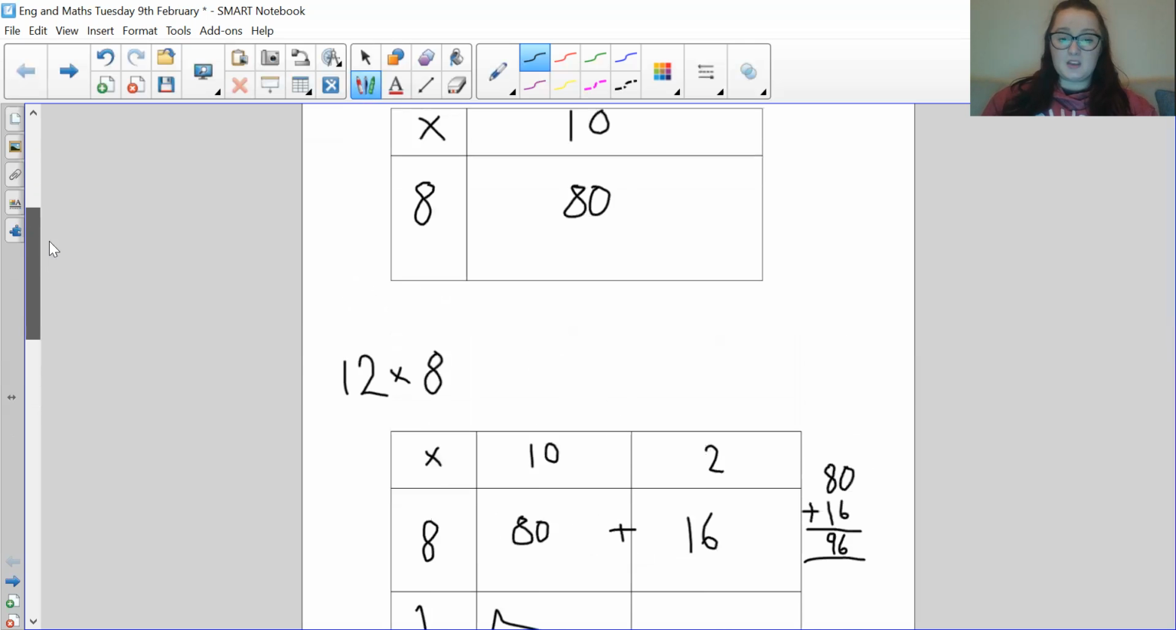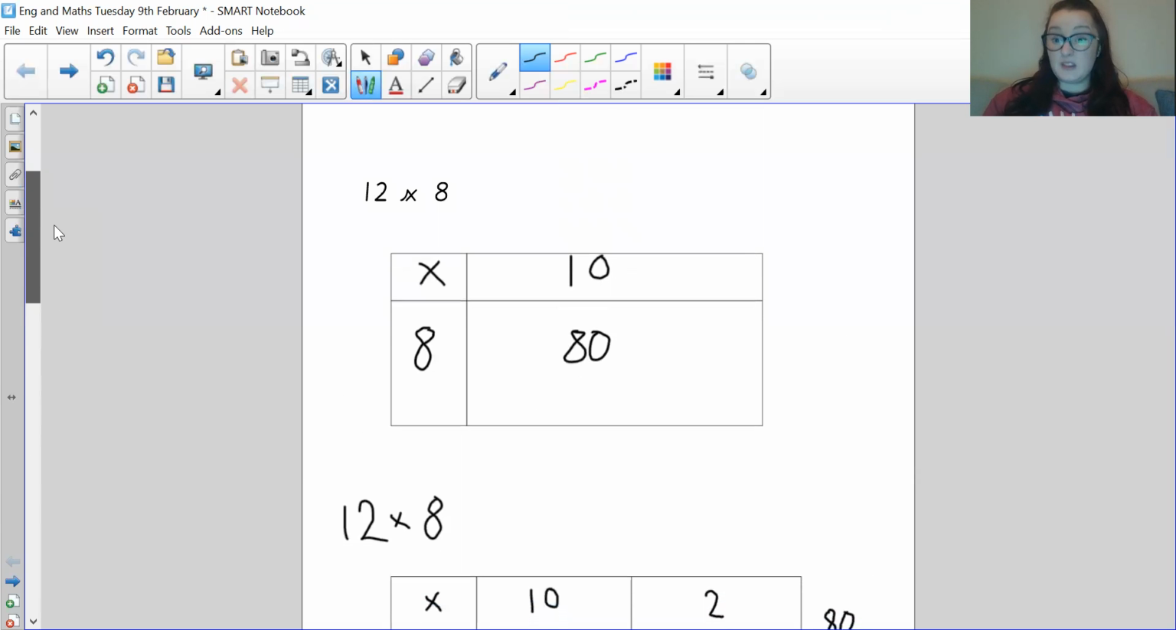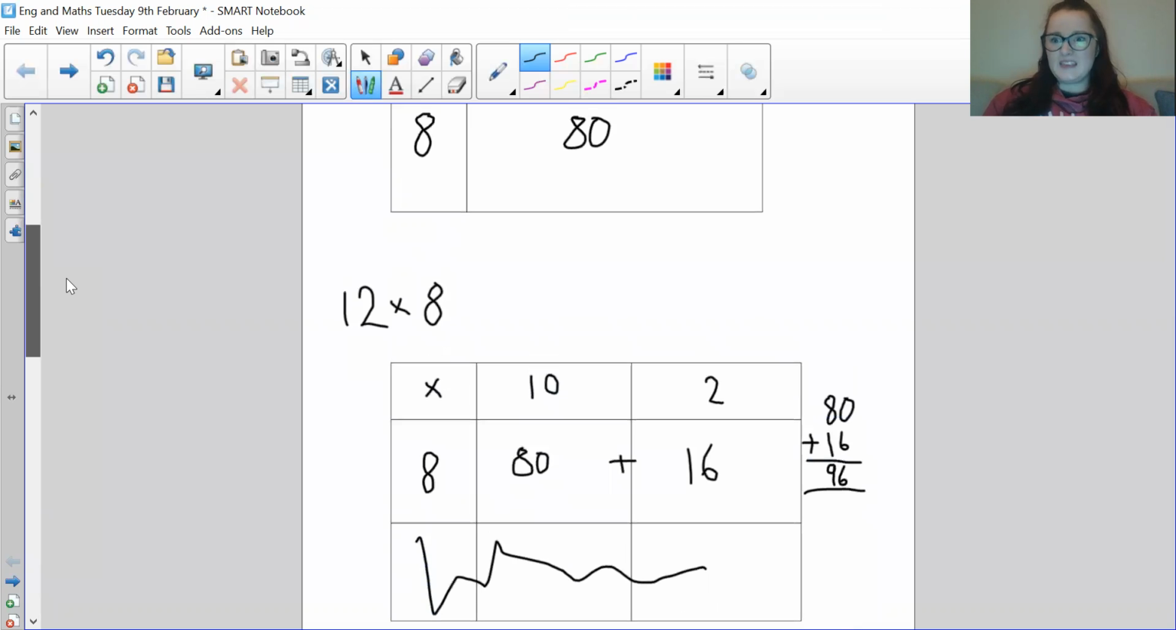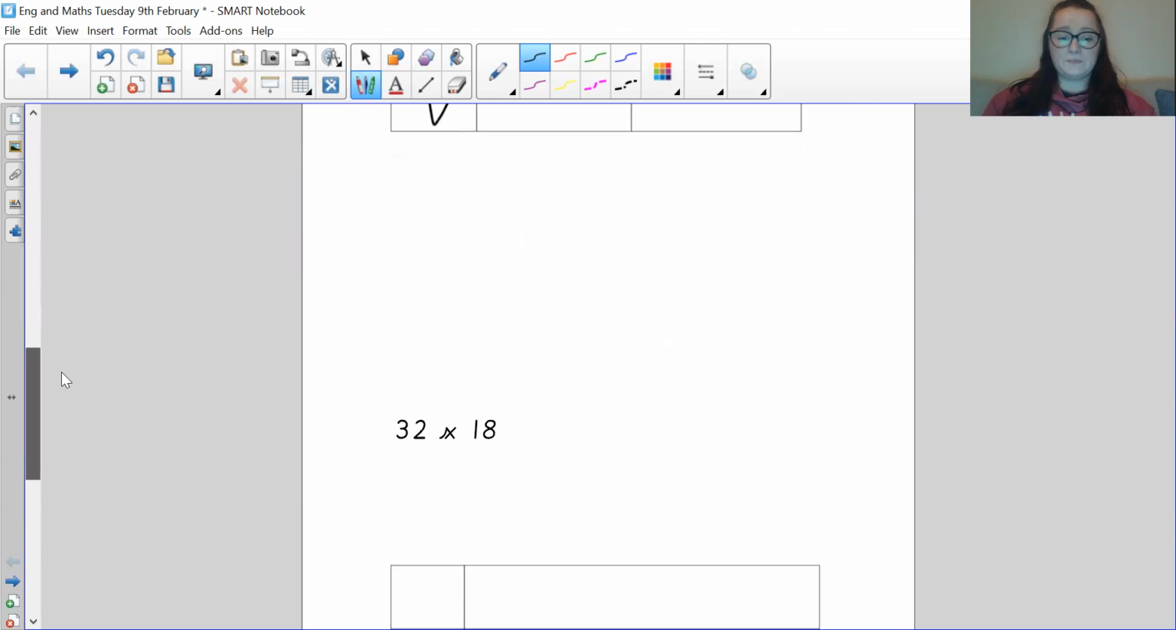Now, my estimation was 80. And that's a really good estimation. If it was like 10, then I'd know that my answer was a little bit wrong, wouldn't I? But my estimation was 80, and my actual answer was 96. So we did a good job there. Let's have a look at another one before I let you get going.